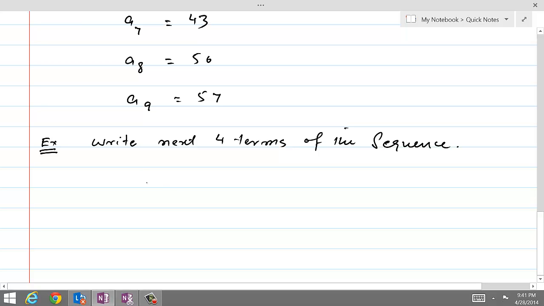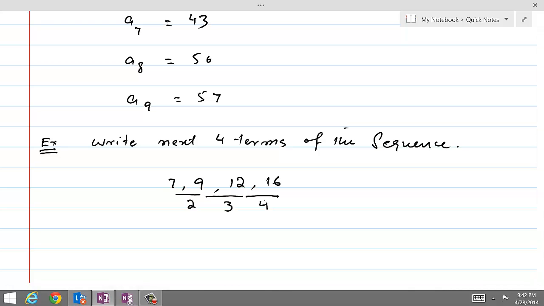So this time, the sequence given is 7, 9, 12 and 16. So clearly, if we examine this sequence, the difference between the first two terms is 2. Between the second and the third term, the difference is 3. And the difference between the third and the fourth term is 4. So there is a pattern of the differences: 2, 3, 4, 5, 6, 7, 8.